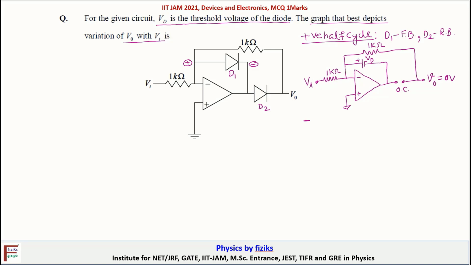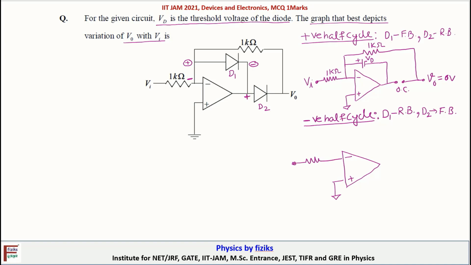Then let's see, the input is negative, so you can say the negative half cycle. So when we take this as minus, this voltage will be plus. So in this condition, now D1 will be reverse biased and D2 will be forward biased. Again we have to draw the equivalent circuit. So let's draw the equivalent circuit. This is the operational amplifier, minus plus. This will be virtually grounded.